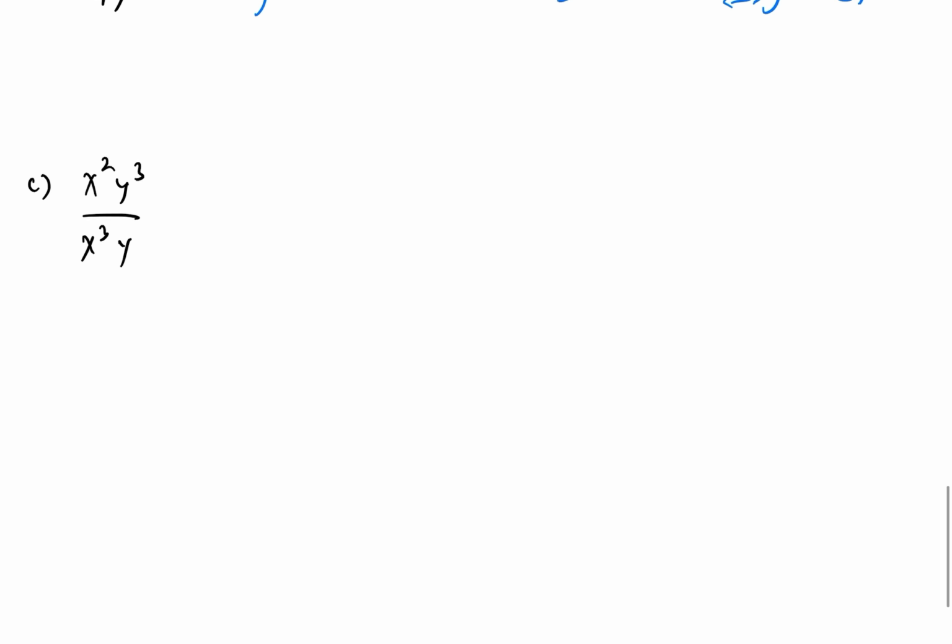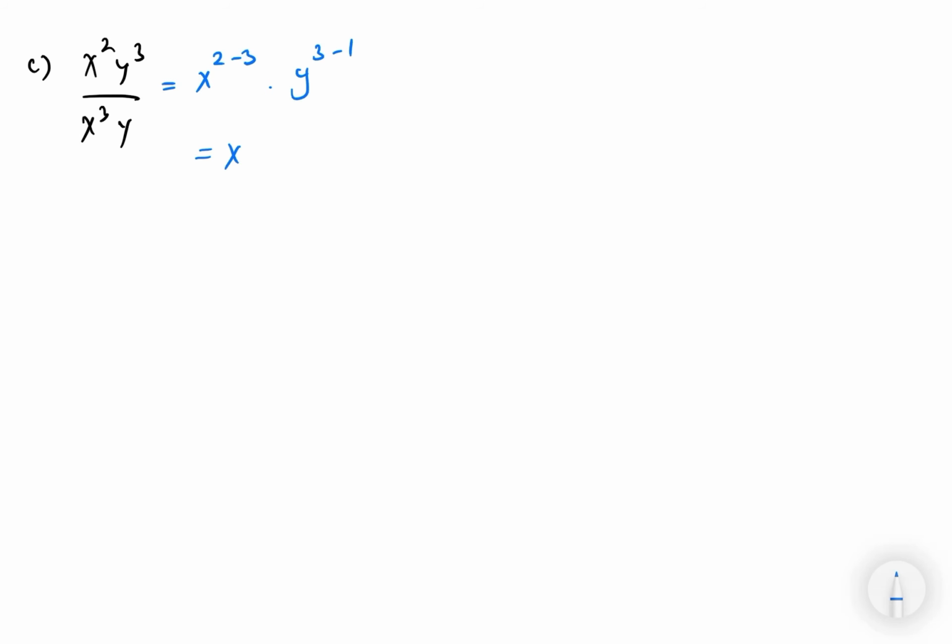Now, let's take a look at this question, the final question for this video. Once again, you can write this as x to the power of 2 minus 3. So I just separated the fractions. I skipped a step. And you can write the other one as y to the power of 3 minus 1. So this one becomes x to the power of negative 1 times y to the power of 2.